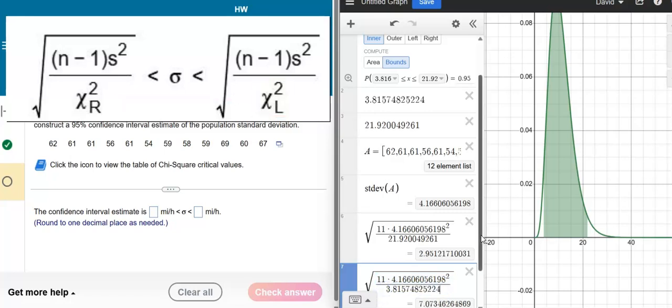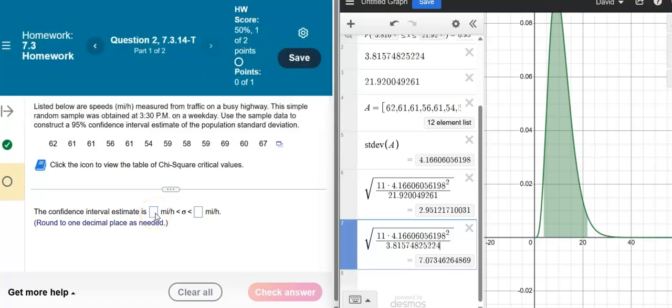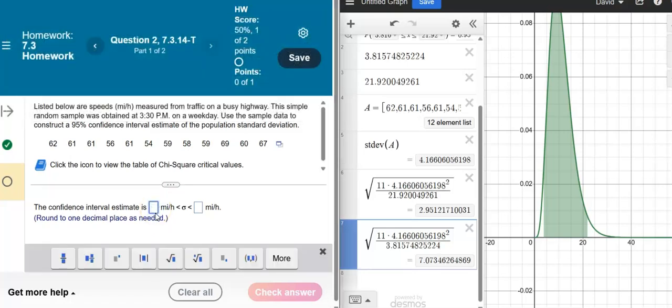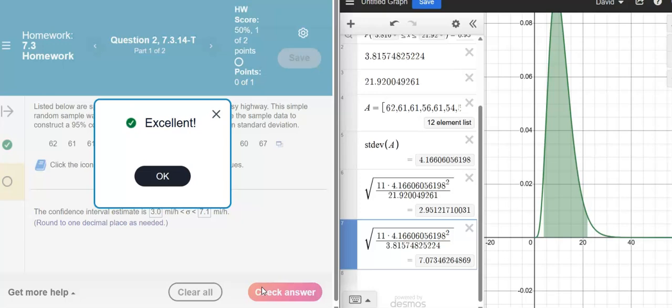All right, so there is my confidence interval. They want us to round this to 1 decimal place, so the lower standard deviation, 2.95, would be 3.0, and then my upper standard deviation will be 7.1, again to 1 decimal place. All right, so that's how you can use the chi-square distribution calculator in Desmos to help you make a confidence interval about a population standard deviation when you're given a data set.